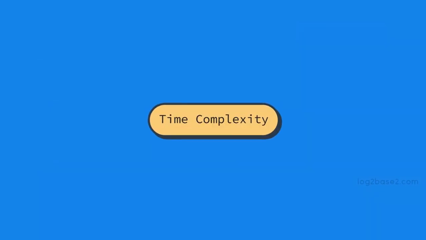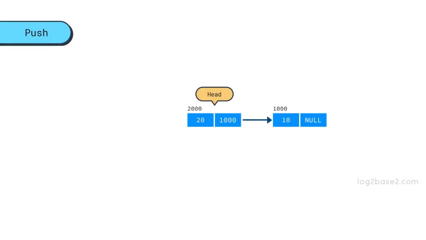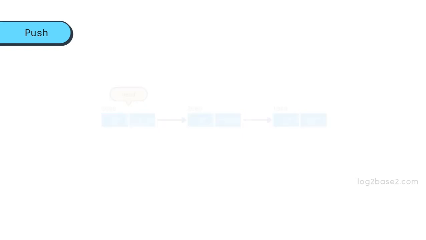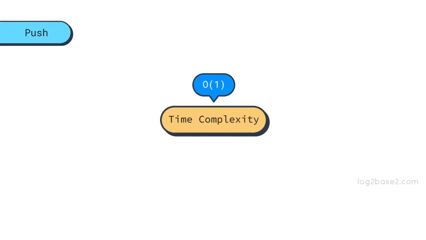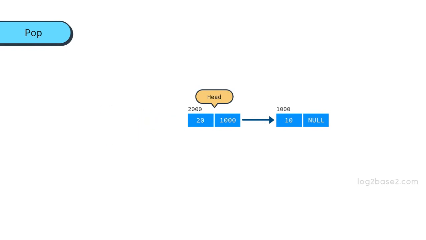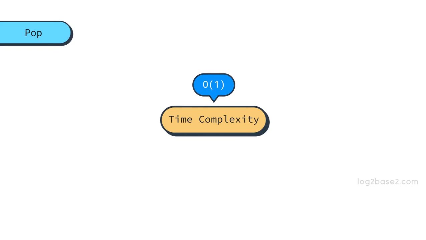Now let us discuss the time complexity. As we just learned, in push operation, we only need to create the node with the value and make it point to head. So a constant time is needed. So the time complexity is order of 1. And in pop operation, we only need to copy head to temp, make the second node the head and delete head, which also takes a constant time. So again, the time complexity is order of 1.